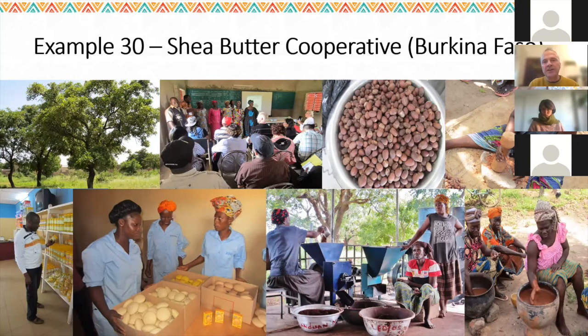So they recognized that just selling raw shea butter was not very lucrative, but they could develop other products like soaps. You can see different types of shea butter soap and nice packaging on the left. And then on the far left, they've got various body skin creams and massage oils and various other products.